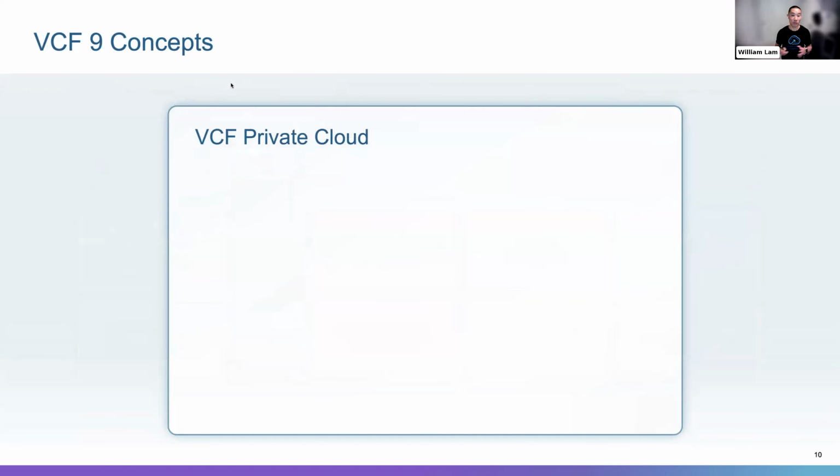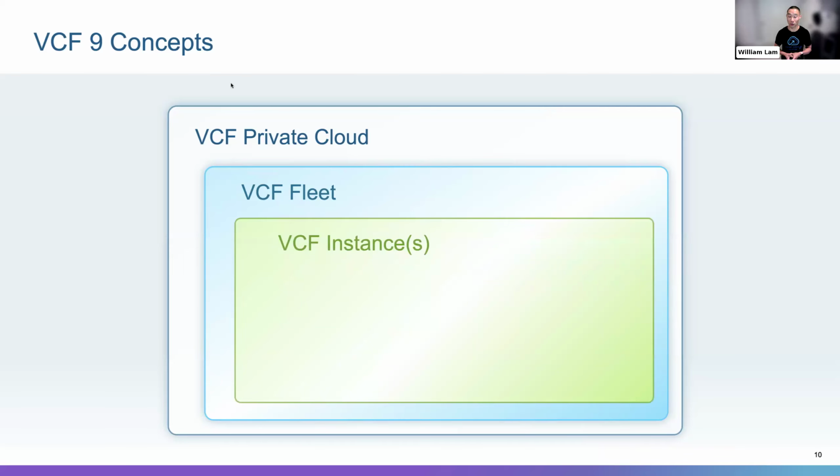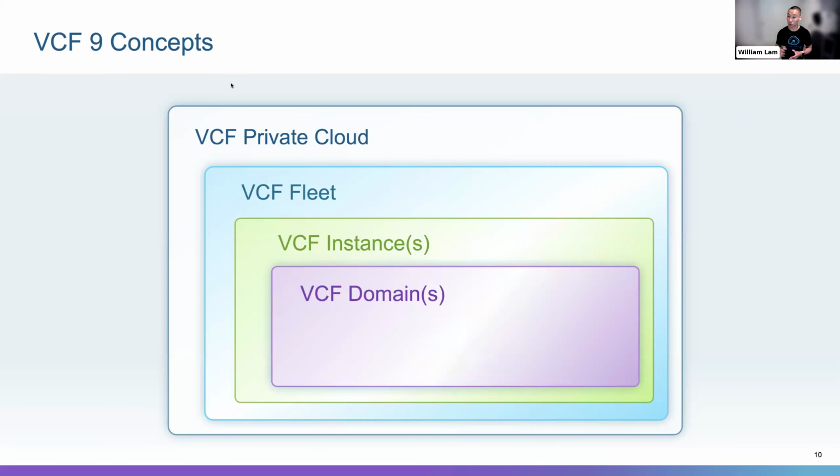So from a VCF9 concept standpoint, we obviously have this concept of a VCF private cloud. Within this private cloud, we have a VCF fleet. In some cases, many of you might just have a single fleet. And there are certainly other cases where you might have multiple of these fleets, and we'll talk about some of those considerations. And within this VCF fleet, I will have something called the VCF instance, right? And then within that, I may have multiple types of domains, and we'll talk about those in a second.